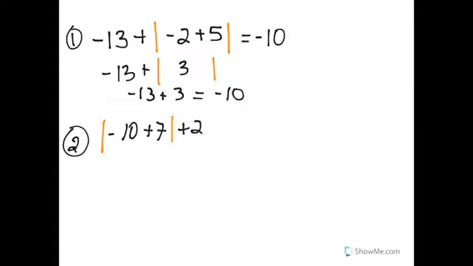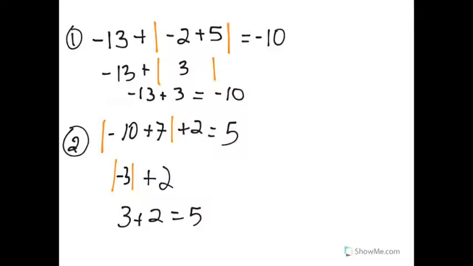Looking at number 2, we have the absolute value of negative 10 plus 7, plus 2. So we have to do what's inside the absolute value brackets first. Negative 10 plus 7 is negative 3. Now we take the absolute value of negative 3, which is 3, plus 2. 3 plus 2 is 5, so the solution to the original equation is 5.